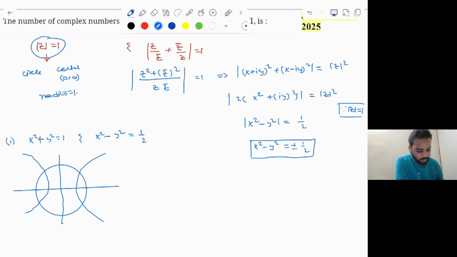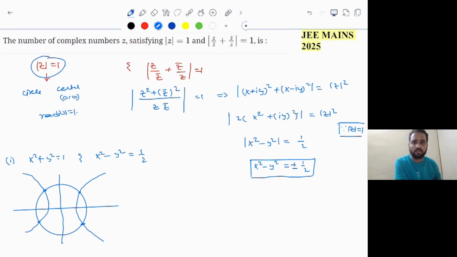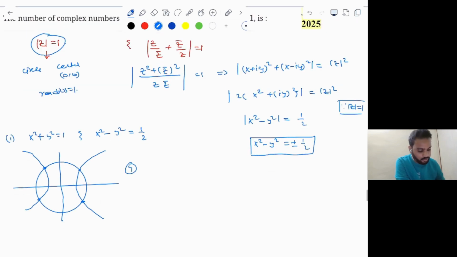which will meet the x-axis at plus or minus 1 by root 2 comma 0, because you can solve it, right? And that's the reason you can notice totally how many points of intersections are there, because finding the number of complex numbers z satisfying both of them is indirectly what? Calculating the number of points of intersections of both the locuses, right? So clearly in this case, 4 points of intersections are there. So case 1 can give you 4 solutions.